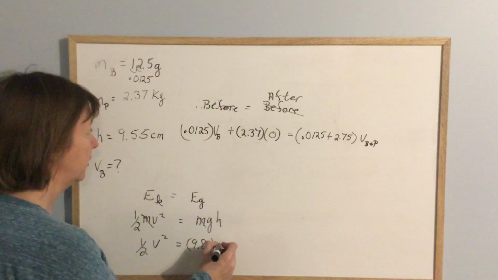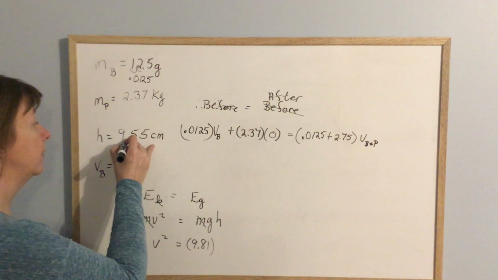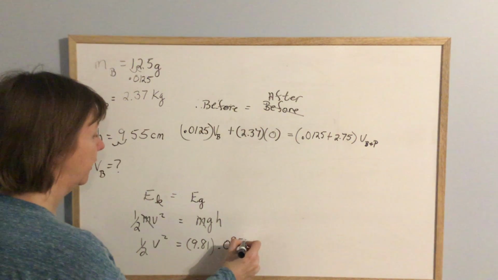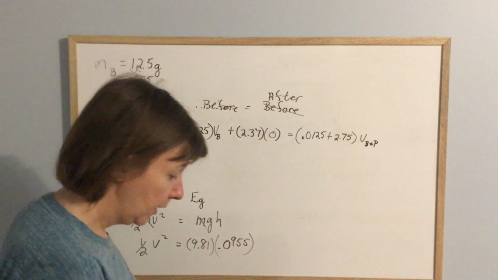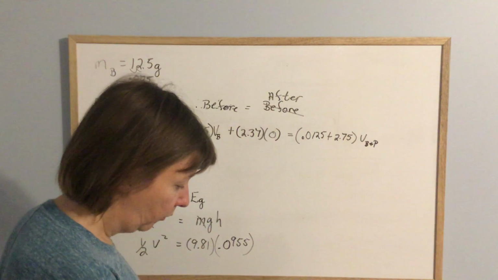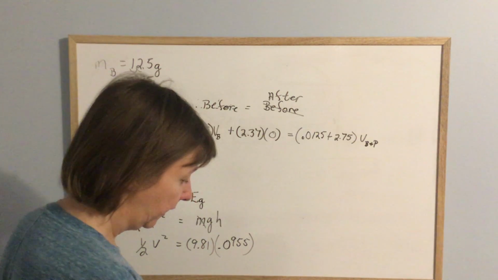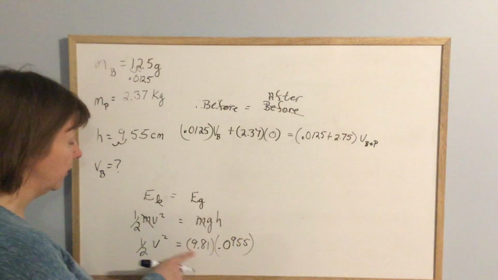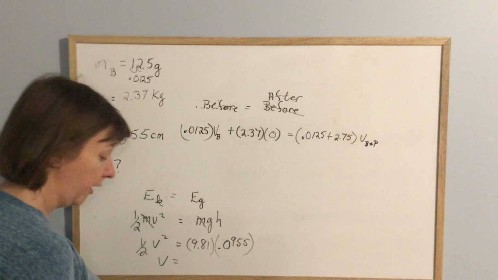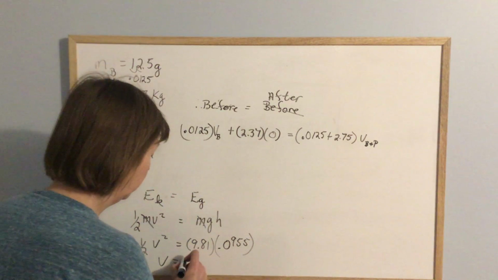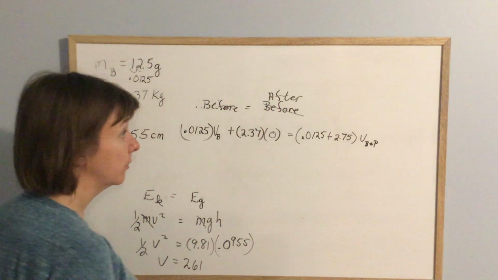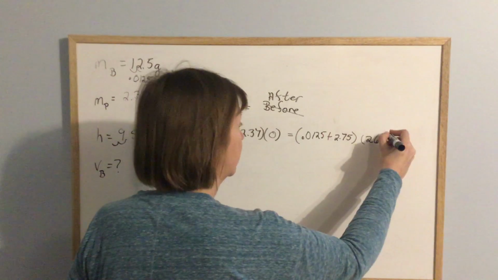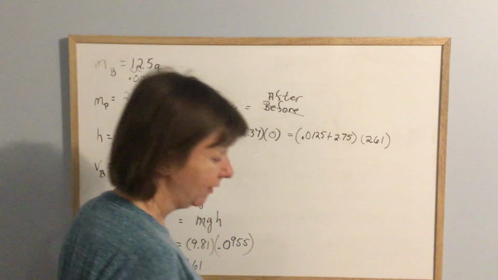Now height you have to change into meters. So there's 100 centimeters, so 1, 2. So 0.0955 meters. And so when I worked that out, so basically I multiplied this side by 2, I multiplied this side by 2, and then I took the square root, I got that my velocity was 261 meters per second. So this is actually 261 meters per second.